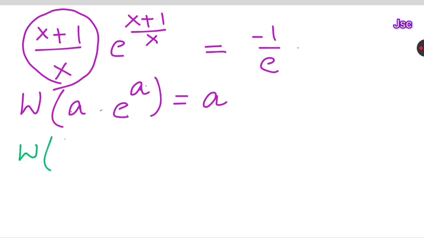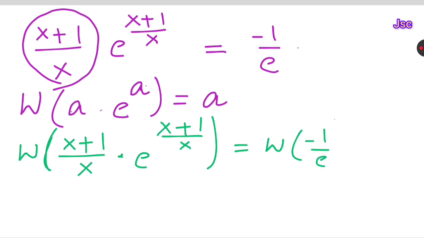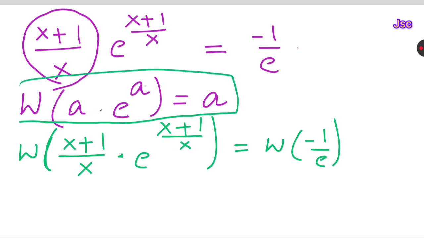W of (x+1)/x times e^((x+1)/x), this is a times e^a, is equal to W of -1/e. So the left hand side is in the form of W of a times e^a, and simply we can write it as a. Our a is (x+1)/x, that is equal to the Lambert W function of -1/e.